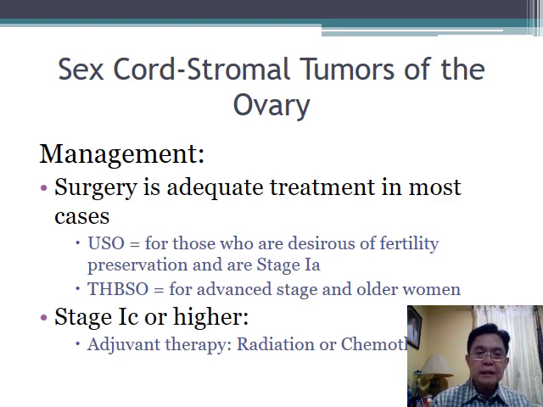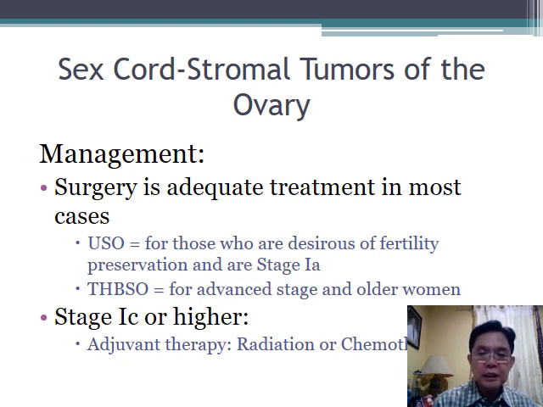What we mean by that is a unilateral salpingo-oophorectomy or total abdominal hysterectomy is enough. Rarely would we add chemotherapy unless they are advanced stage. So stage 1C or higher requires adjuvant treatment, either in the form of chemotherapy or radiotherapy. For those who are in the post-reproductive age group, radiotherapy can be utilized. But in reproductive age women, and those who are desirous of pregnancy, chemotherapy is commonly utilized.